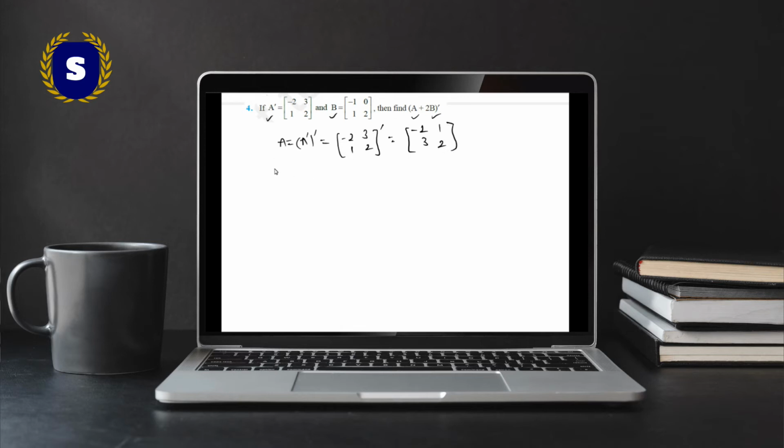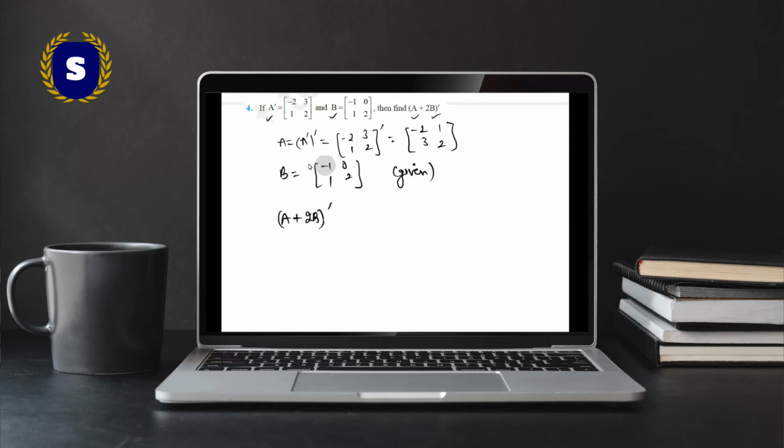And matrix B is given to us as minus 1, 1, 0, 2. This is given to us. We need to find A plus 2B whole transpose. So that is A plus 2B. Just a moment.